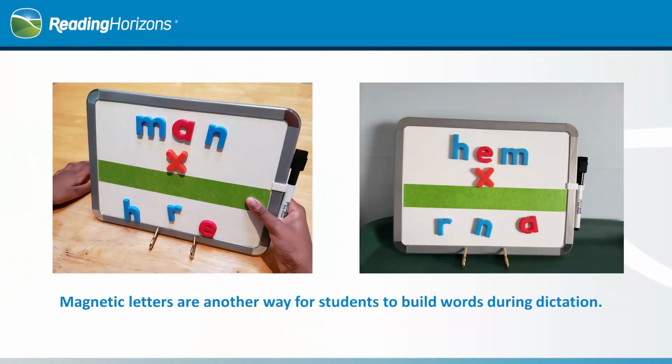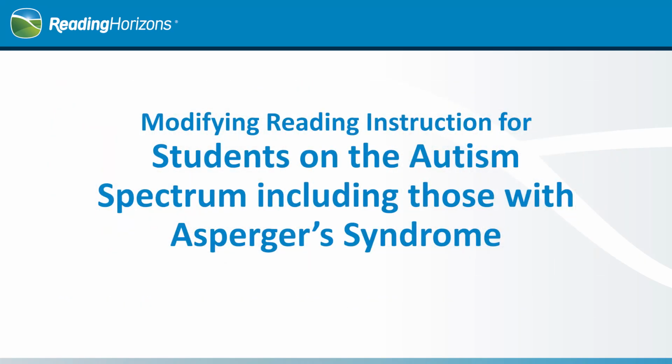So without the student having to actually write anything, it's possible for them to do dictation just with a modification. Another option is the use of magnetic letters to make dictation and decoding easier. You can adjust the number of letters the student is working with based on ability. Let's talk now about students on the autism spectrum. Well, every student on the spectrum is unique. There are some common characteristics.